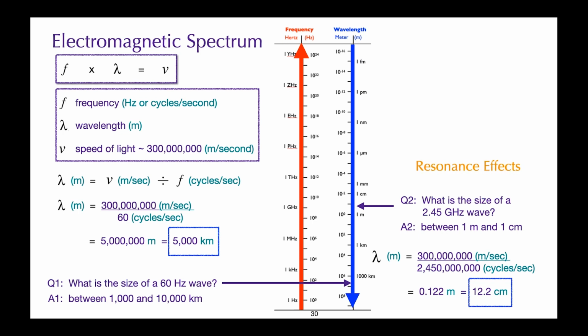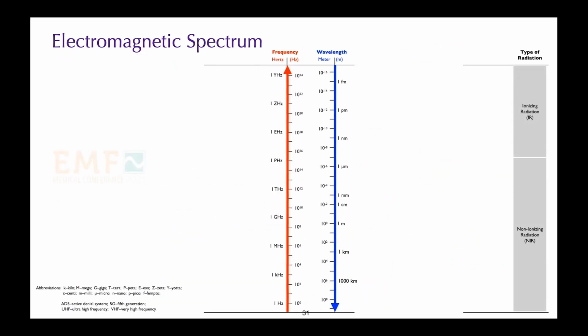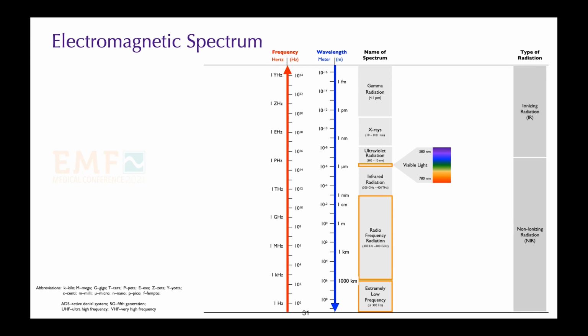Antennas work best when their length is the same, 1/2 or 1/4 of the wavelength being transmitted. This information also becomes important when we discuss near-field and far-field effects. Part of the spectrum are given names. The ones outlined in orange are the ones we are going to discuss in this course.